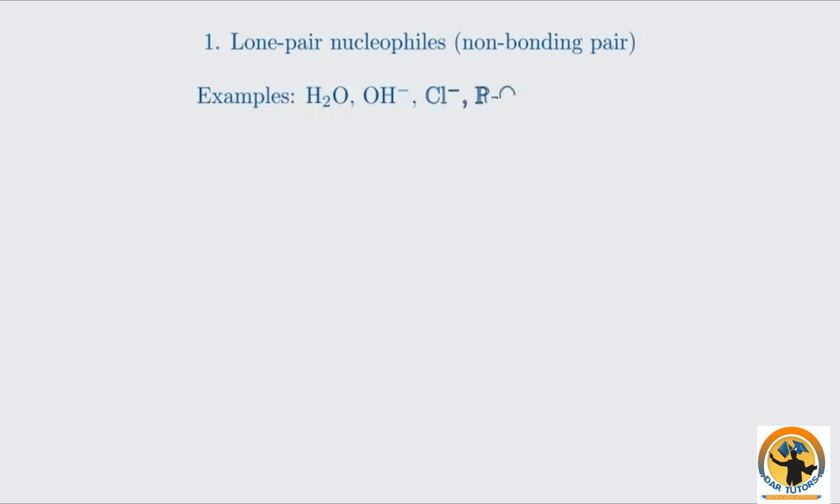Nucleophiles are generally of three types. The most common are lone pair nucleophiles, which donate electrons from a non-bonding pair. Examples include water, hydroxide ions, and halides like chloride.